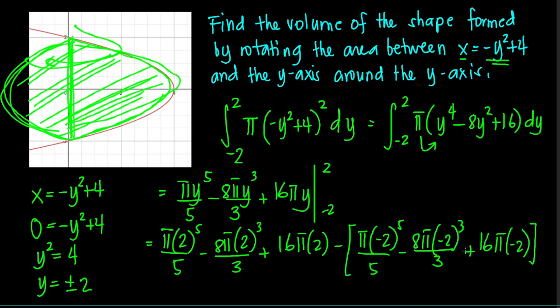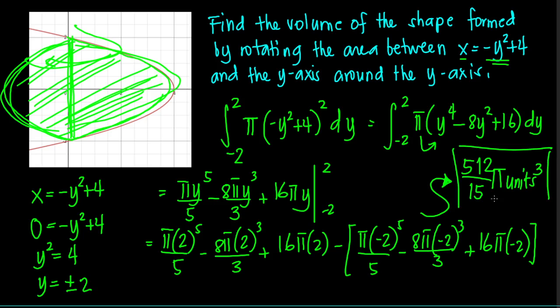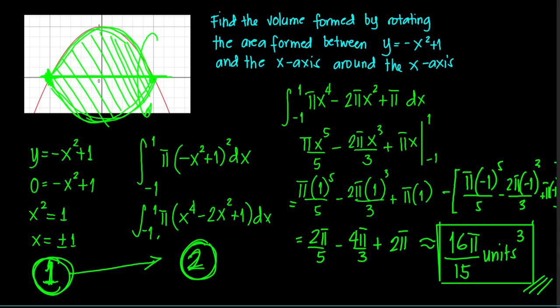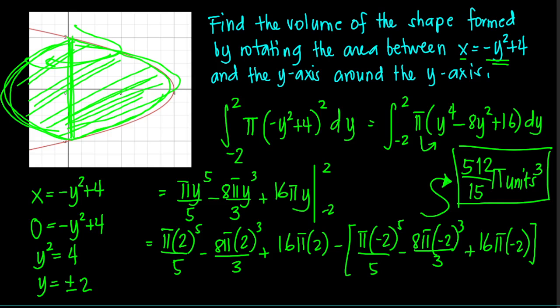And go ahead, use your calculator. I will not go through our procedure step by step because the calculator does it. Check. You should get 512 over 15 pi. Don't forget, units cubed. And then box your answers. Okay, we're good. So, 512 over 15 pi units cubed. This is the volume of this figure here.